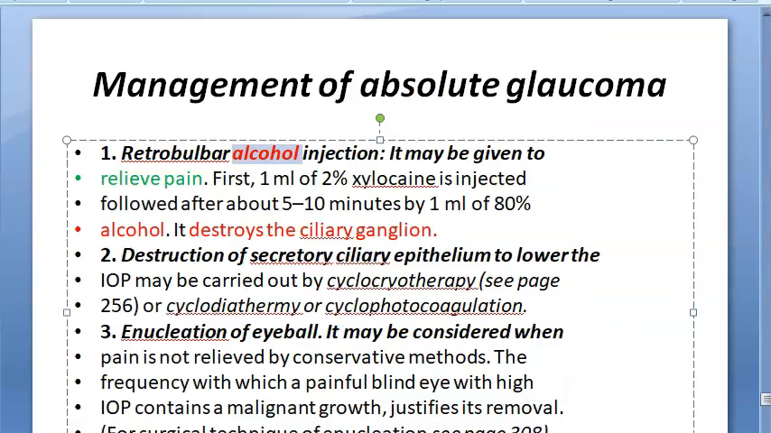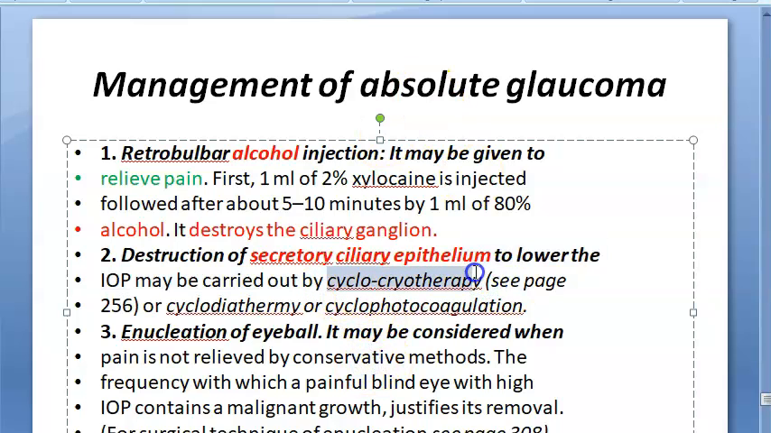How will you manage this case of absolute glaucoma? You have to inject alcohol that will destroy the ciliary ganglion. Then, destruction of secretory ciliary epithelium to lower IOP. So, you are destroying the secretory ciliary epithelium to lower IOP. They are doing some cyclocryotherapy. So that is what basically they're trying to destroy.